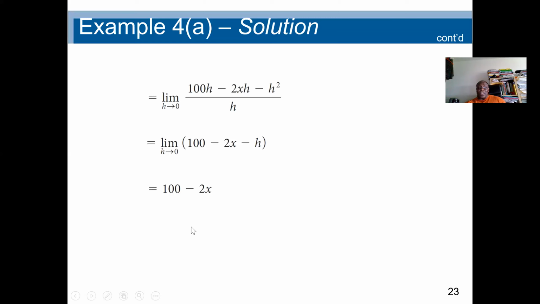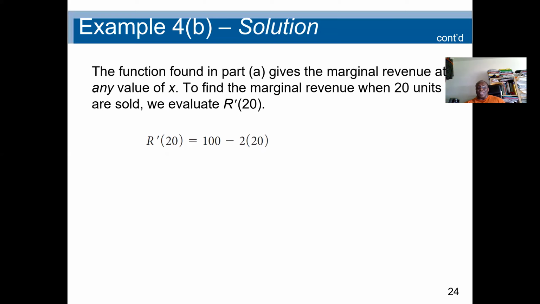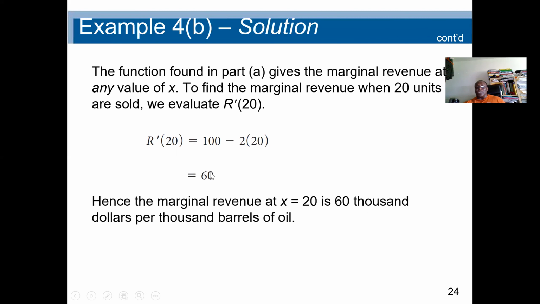And that's what I was saying earlier, that using the rules, 100x is a multiplication constant with a variable. The answer will be 100. x squared will be 2x. So we get 100 minus 2x if we know the formula. So the marginal revenue function is given as follows. Now for part B, I will replace x with 20, which stands for 20,000 barrels. And our actual revenue is 60,000. The answer is 60, but it's in thousands, so 60,000.